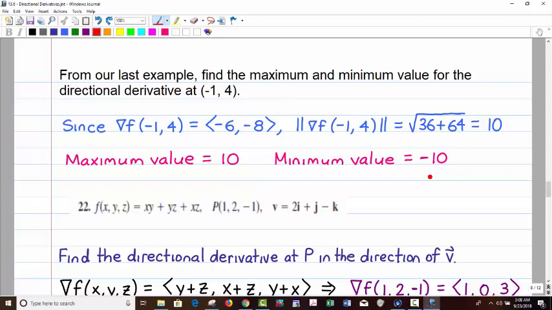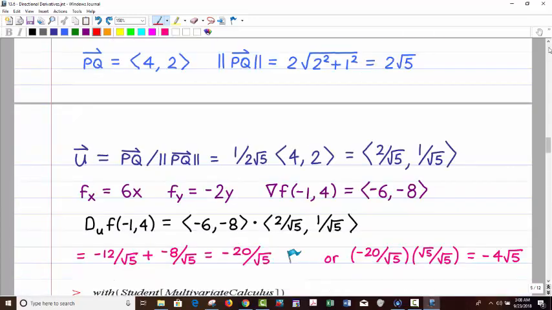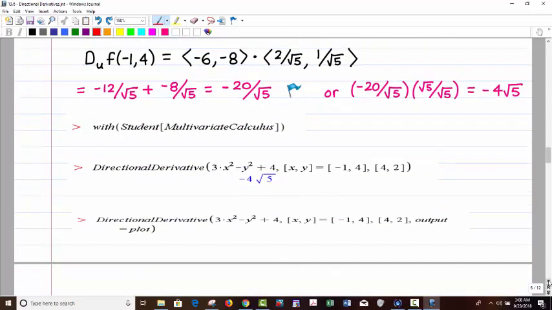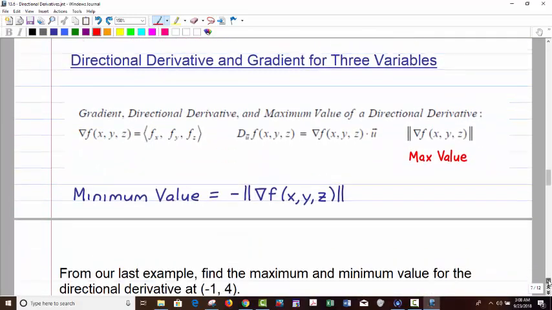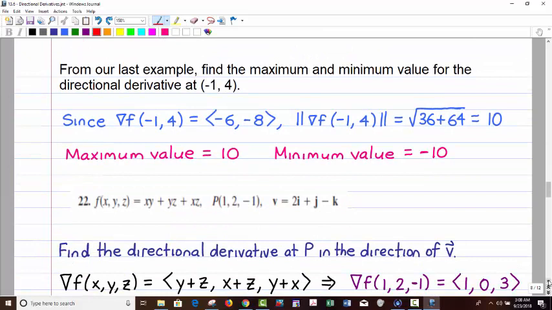So that means the directional derivative that we figured out at that point, heading toward whatever that other point is, whatever vector that generated, had to be somewhere between negative 10 and 10. And that was the one where we got negative 4 square root of 5, I believe, right? Yeah, negative 4 square root of 5 is about negative 9 point something. It's toward the negative 10 area, but it's still staying between the min and the max.